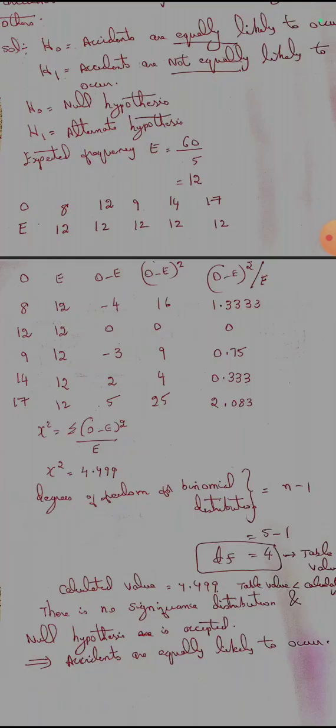But in this problem the table value is greater than the calculated value, so we conclude that there is no significant difference and the null hypothesis is accepted, which implies accidents are equally likely to occur on all those days, that is from Monday to Friday.